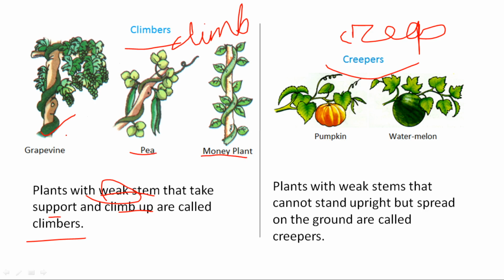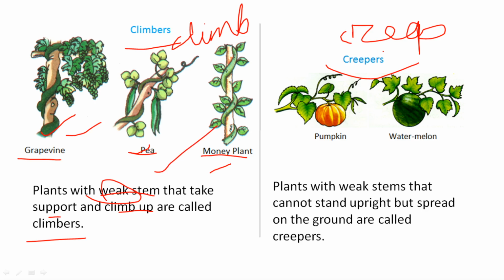Okay, grapevine you cannot see here, but the pea plant you can see, money plant also you can see, and some other examples you can see in your surrounding. You can find many examples of climbers in your surroundings, and you can say by yourself.